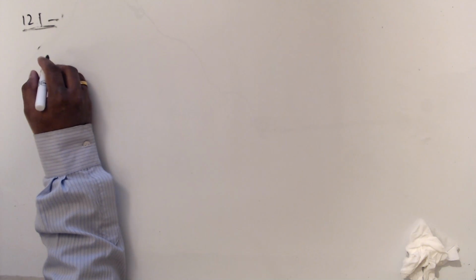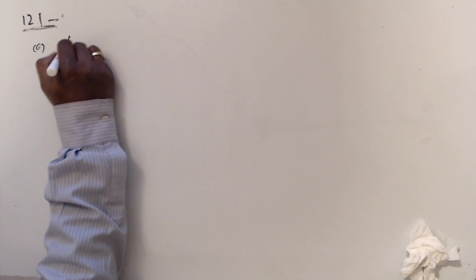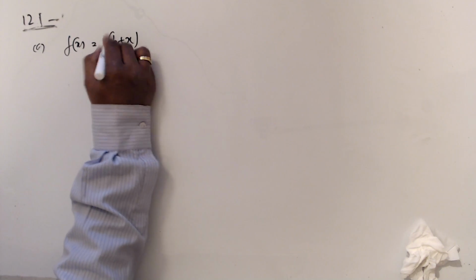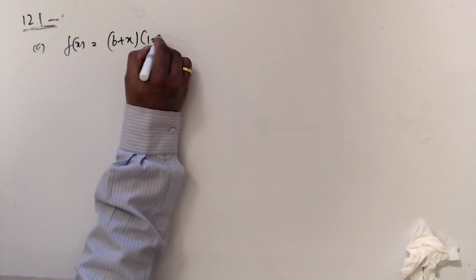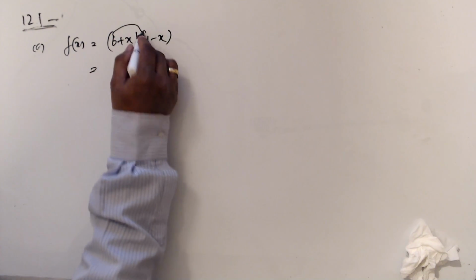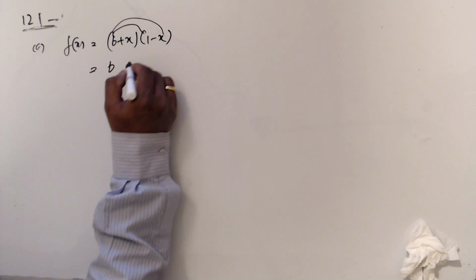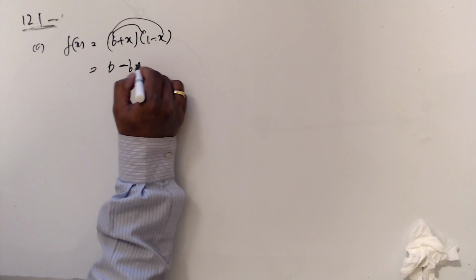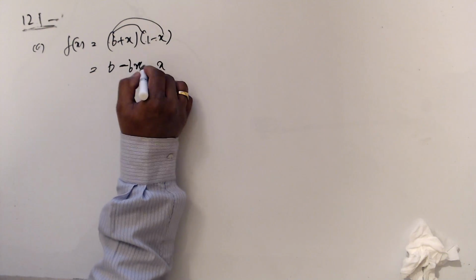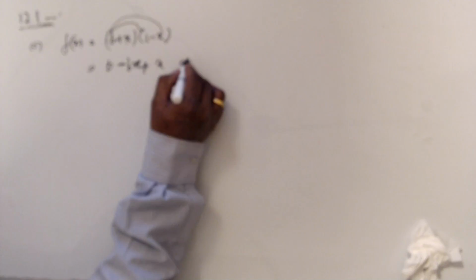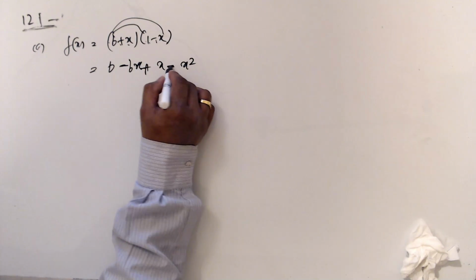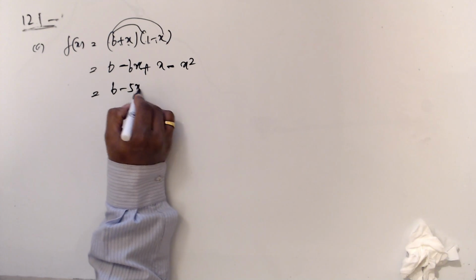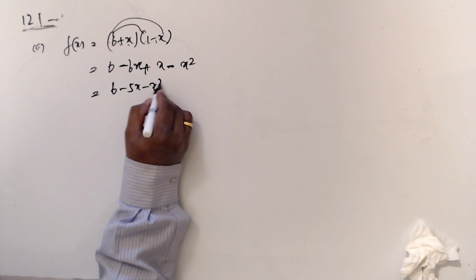Part C is f(x) equal 6 plus x times 1 minus x. 6 times 1 is 6, 6 times minus x is minus 6x, plus x times 1 is x, plus x times minus x is minus x squared. So 6 minus 5x minus x squared.